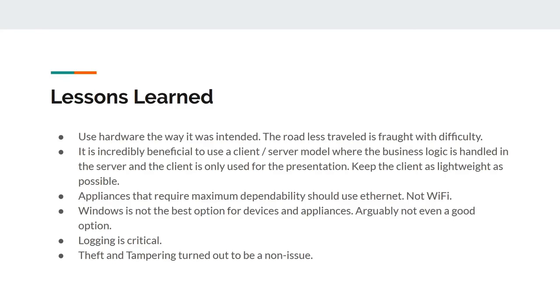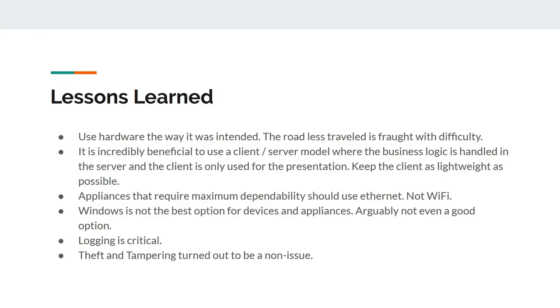Another lesson that we learned is that appliances that require maximum dependability, like this, or like medical equipment, or whatever, should be on Ethernet. Don't use Wi-Fi. Wi-Fi is great for transient connections. You're coming, you're going, whatever. Something that's going to be in place for a long time should use Ethernet.